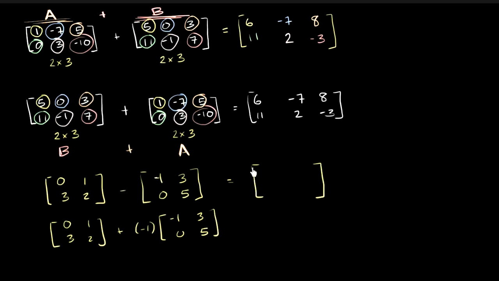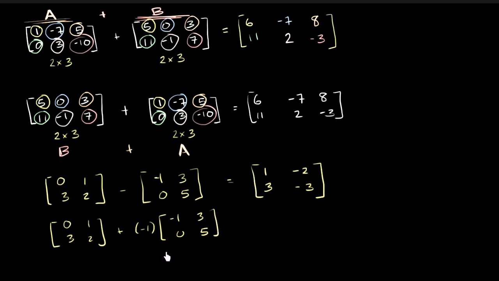0 minus -1 is +1. 1 minus 3 is -2. 3 minus 0 is 3. 2 minus 5 is -3. And you'll see that you get the exact same thing over here. When you multiply -1 times a -1, you get a +1. +1 plus 0 is 1. -1 times 3 is -3. Plus 1 is -2. Fair enough.